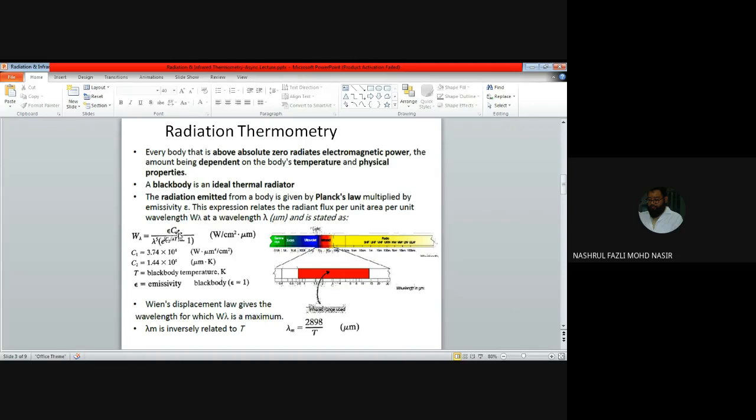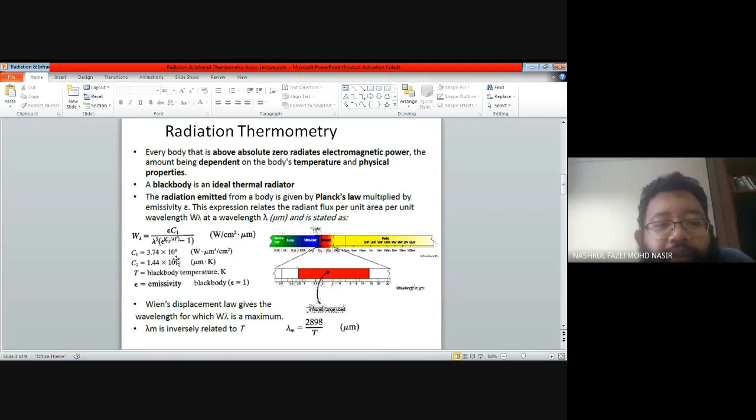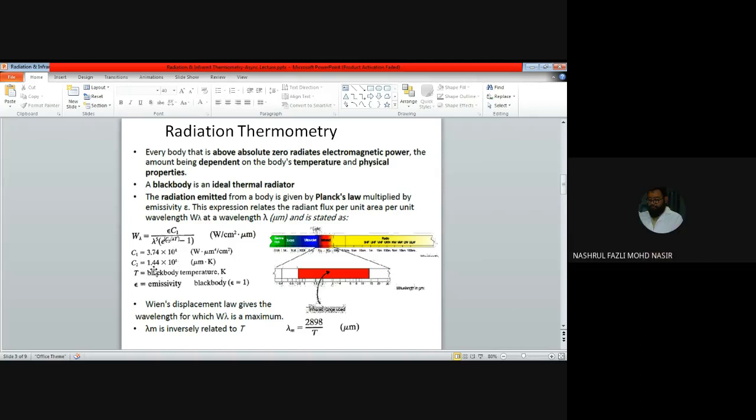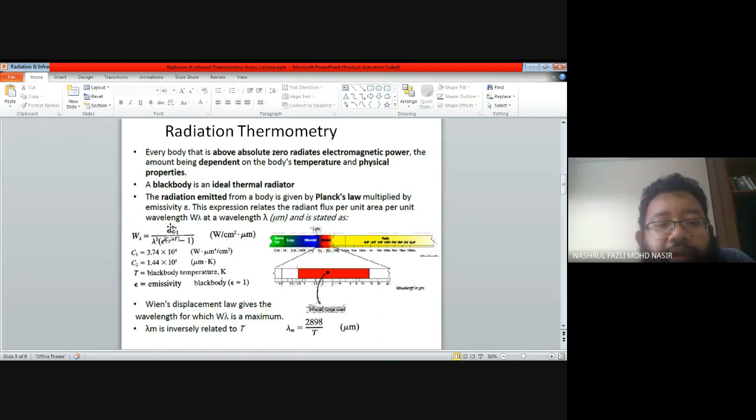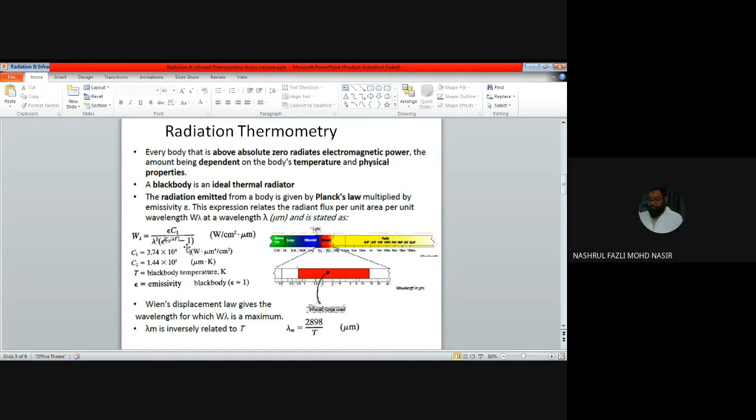Then what is C1? C1 is a constant, 3.74 times 10 to the power of 4, and then C2, we have it here, 1.44 times 10 to the power of 4 also. So this W lambda is at the wavelength, stated as this. After I uploaded the notes, I made some amendments. I've added a bit, because the actual equation is a bit confusing.